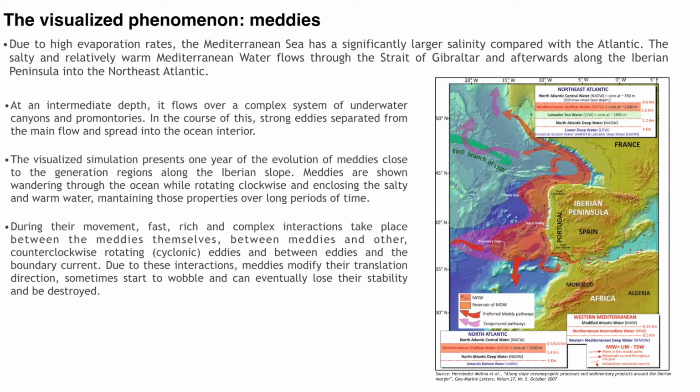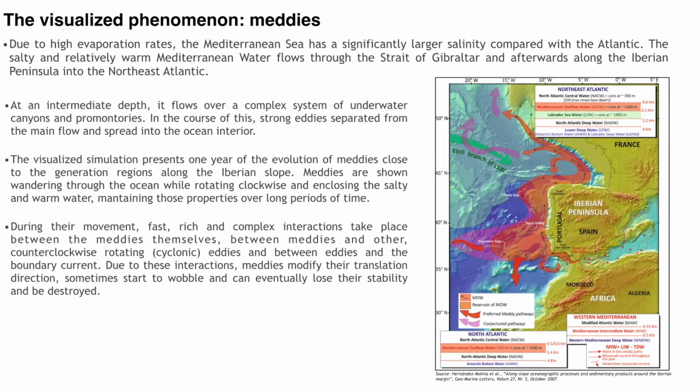The salty and relatively warm Mediterranean water flows through the Strait of Gibraltar and afterwards along the Iberian Peninsula into the Northeast Atlantic over a complex system of underwater canyons and promontories. In the course of this, strong eddies separate from the main flow and spread into the ocean interior.